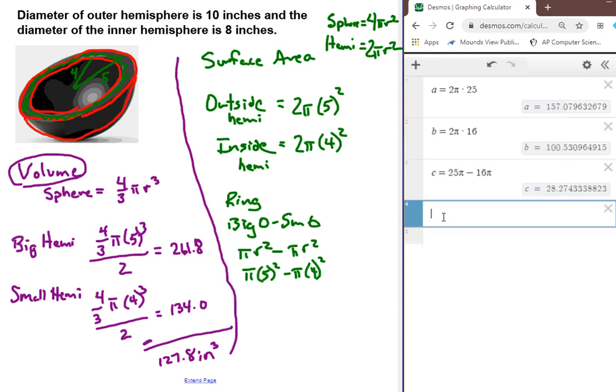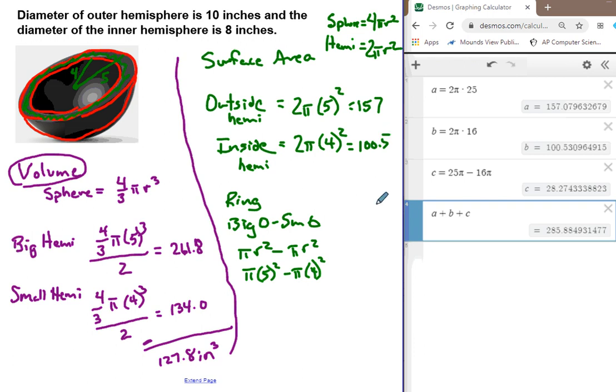And all of these are going to get added for my final answer, A plus B plus C. There's my final answer when I add them all up. So just transfer it over here. I've got 157 about, and this is about 100.5. Down here, I've got about 28.3.